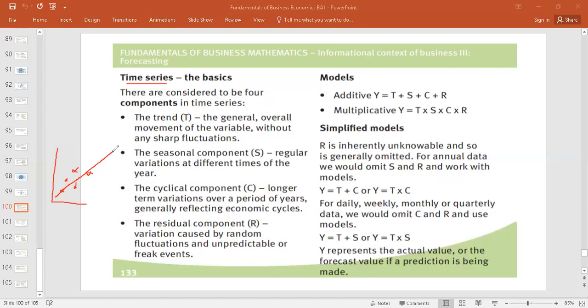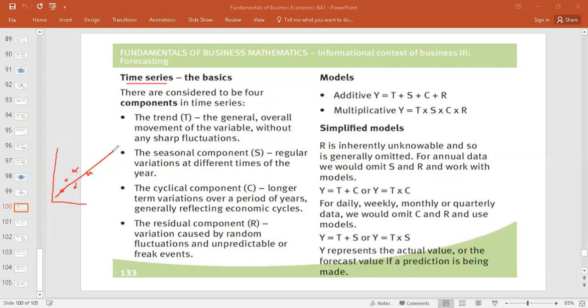Then we see the cyclical component. The cyclical component reflects the trade cycles in an economy. We see inflation, stagflation, recovery, boom. During those periods also the data would definitely vary according to the trade cycles of the economy. So that is the component given by C.